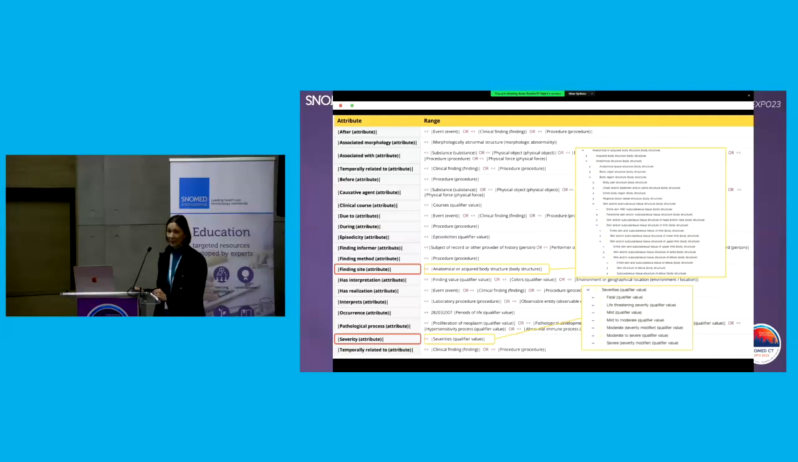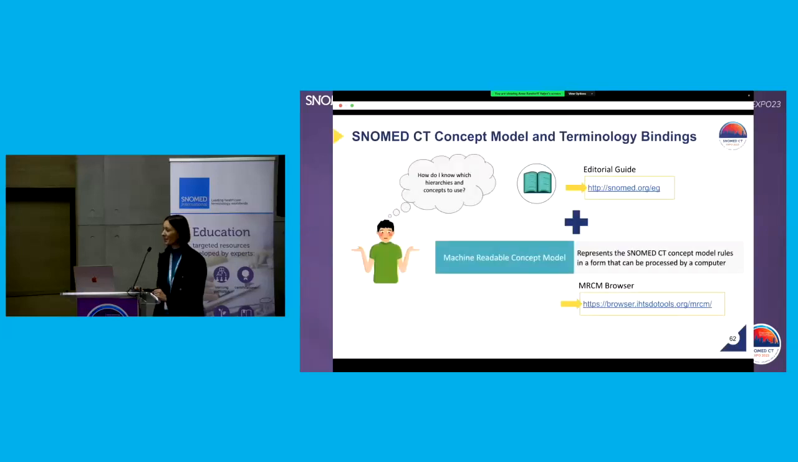But how, again, do people know which hierarchies to use? Where's the concept model? So I think this is just an example that it's all in the editorial guide. So each domain that has a concept model, you can use that from an implementer's point of view to help guide your development of your value sets or your terminology bindings.